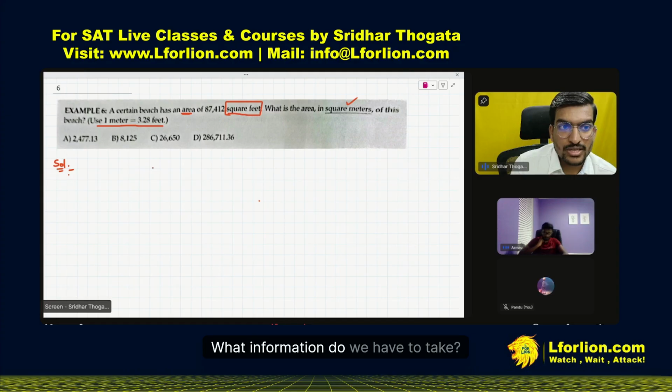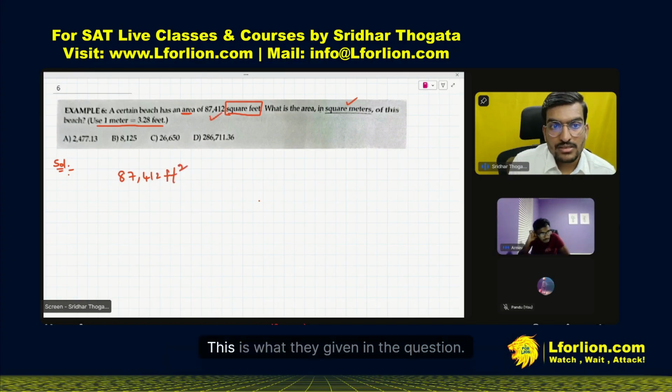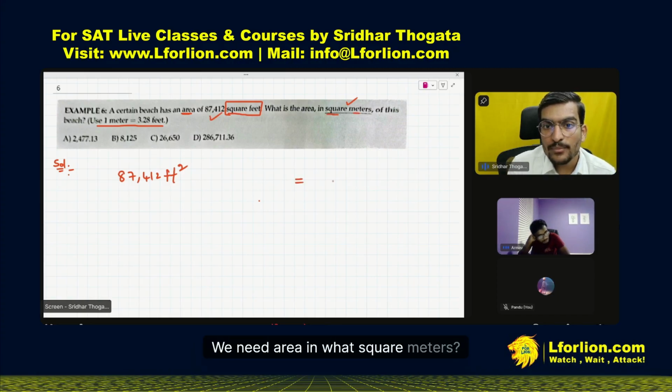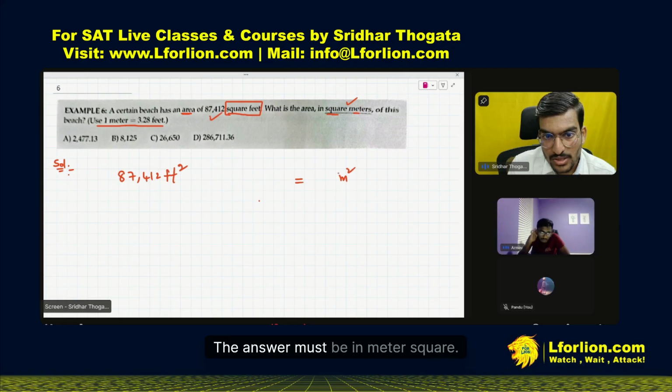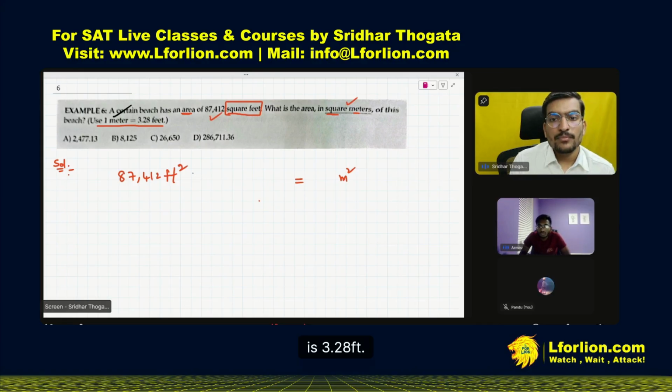What information do we have to take? A certain beach has an area of 87,412 square feet. This is what they gave in the question. We need the area in what? Square meters. The answer must be in meter square. And what other information do we have? 1 meter is 3.28 feet.